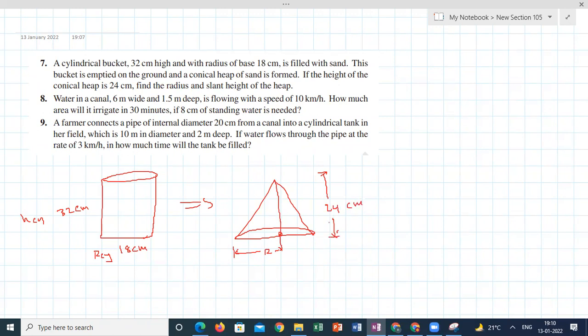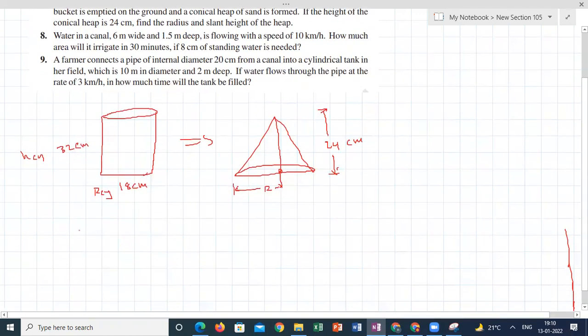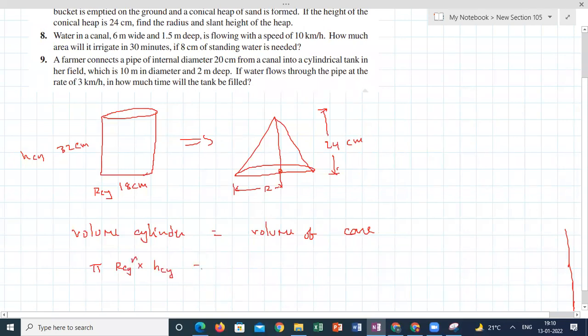So the volume before conversion is in the form of a cylinder. The volume after conversion is in the form of a cone. So the volume of the cylinder is equal to the volume of the cone. So this is pi times the radius of the cylinder square into the height of the cylinder, equal to 1/3 pi times the radius of the cone square into the height of the cone.